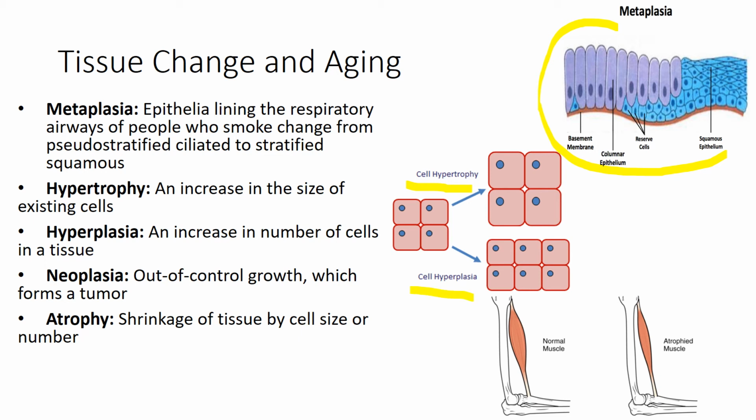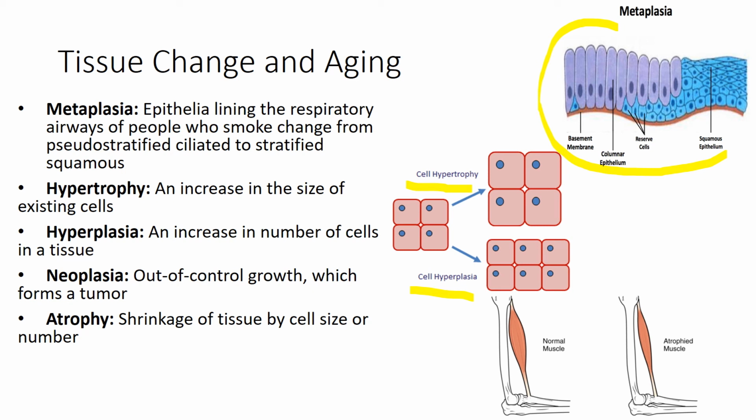Hyperplasia now is going to be an increase in cell number, and so we see this again a lot with growth and development. Very uncommon in terms of when we continue to age. However, some different types of exercises also can elicit hyperplasia for our skeletal muscle.